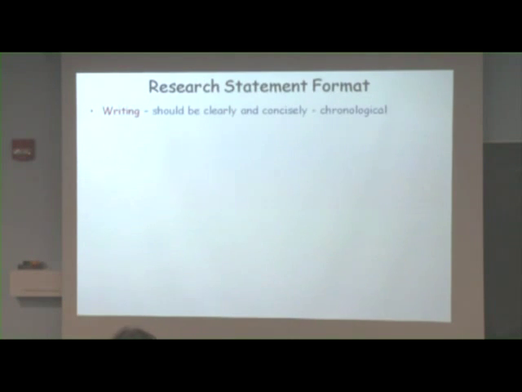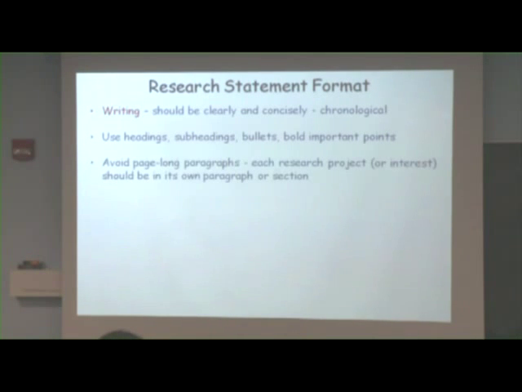Okay. So the research statement format: the writing should be clear, concise, and chronological. Again, grad school. Even if you did some work as an undergraduate, you can work that in a little bit. There's nothing wrong with that, especially if you had a publication out of it. That's even better. And you have to use headings, subheadings, bullets, and you can bold some of the important points. These are typical things that we do.